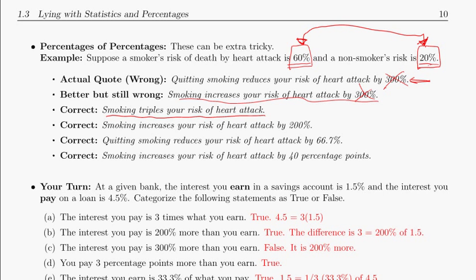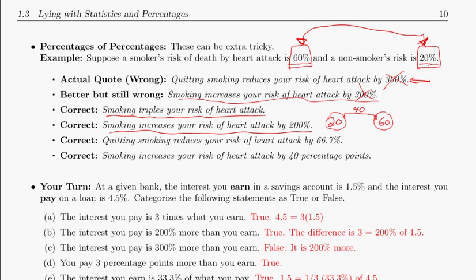Another correct version would be to say that smoking increases your risk of heart attack by 200%. Because if you start at 20 and you go up to 60, you went up by 40 percentage points, which is actually 200% of 20, right? The difference is 40, which is 200% of 20, so your risk went up by 200%, right? So it's not 300%. It went up 3 times, which is only 200%.